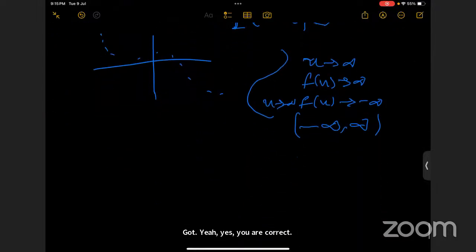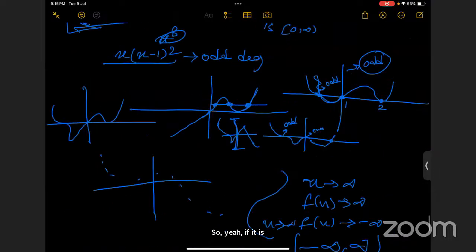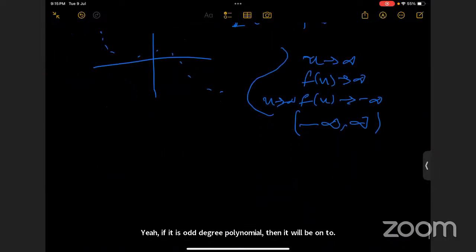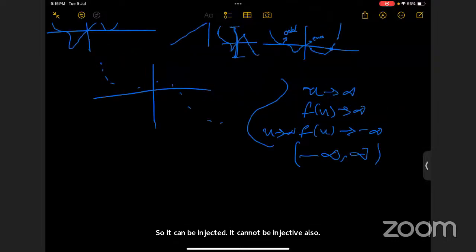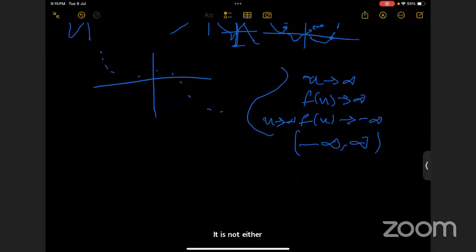So if it is an odd degree polynomial, then it will be onto, but we cannot comment anything about one-one. It can be injective, it cannot be injective also, but it will be onto. But if it is an even polynomial, then it will not be onto.